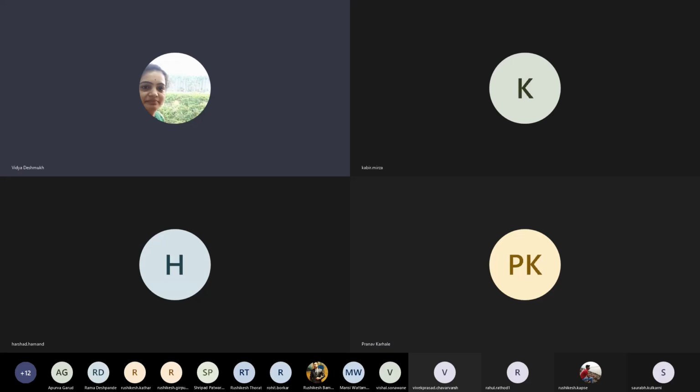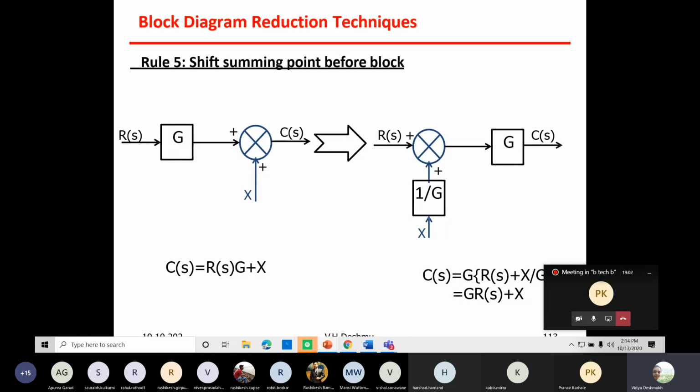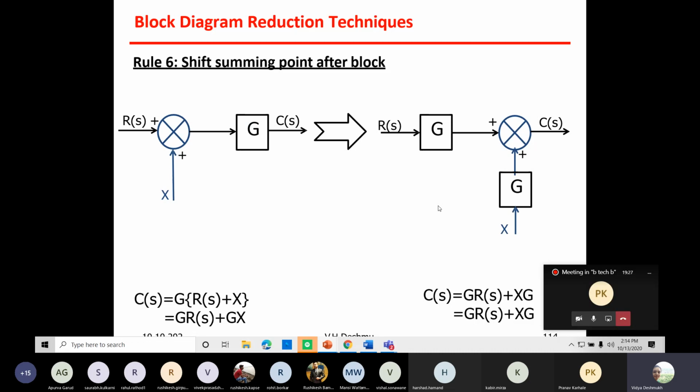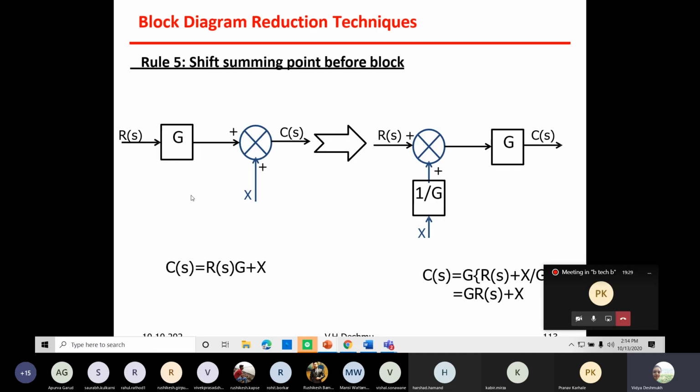Rule number 5 is shifting of the summation point before the block. Look at the diagram carefully. If we want to shift this blue summation point before the block, we have to add an additional block 1 by G, and there is a proof for the same.